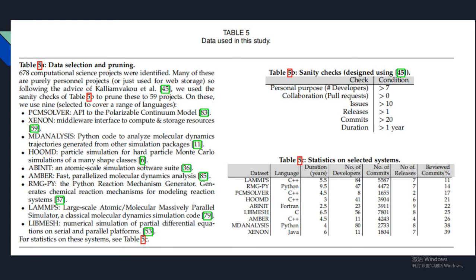The authors of this paper collected their data using their contacts in the computational science community from the Molecular Science Software Institute and Science Gateway Community Institute. They were able to find 678 computational science projects. They selected 59 projects with sufficient software development information, and selected 9 out of the 59 projects at random to create a manageable number of projects to study.